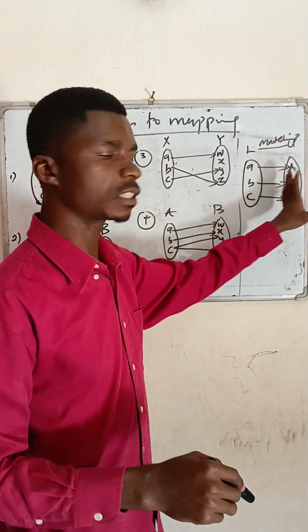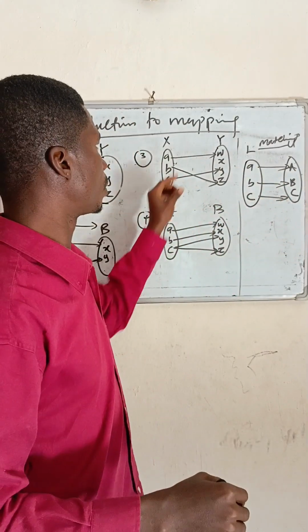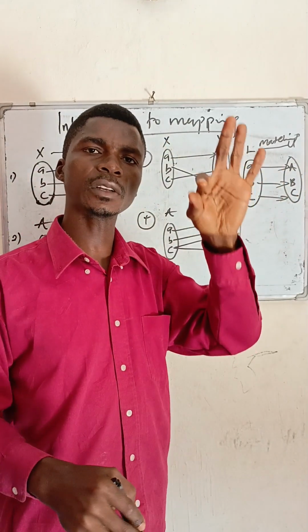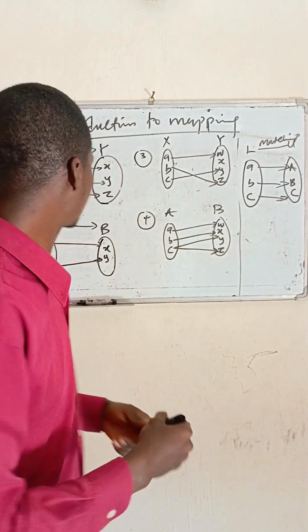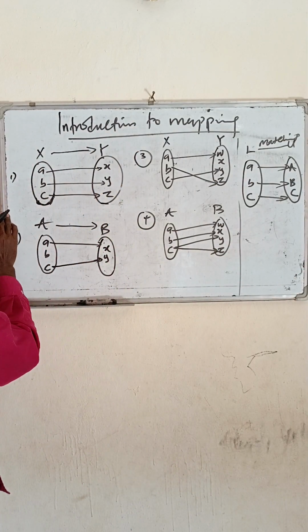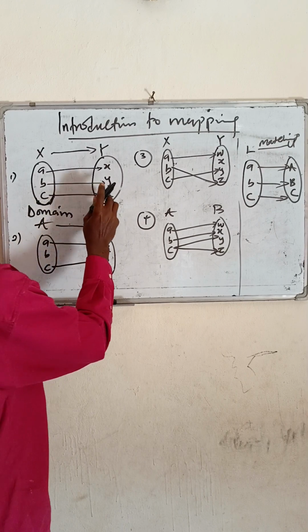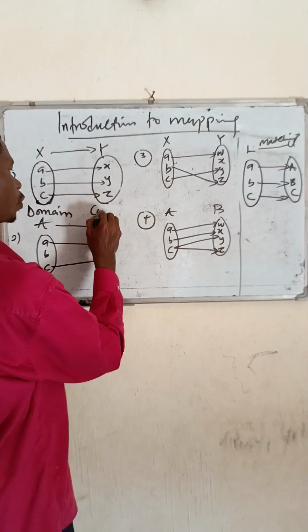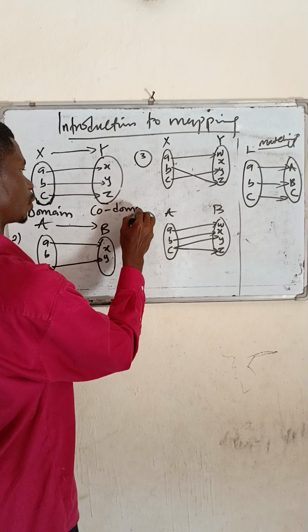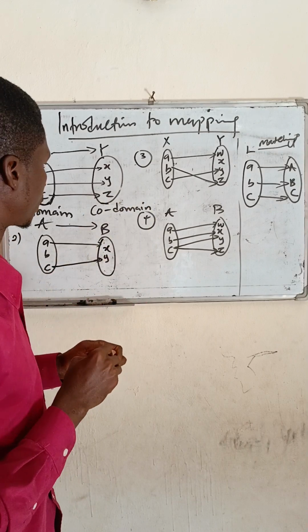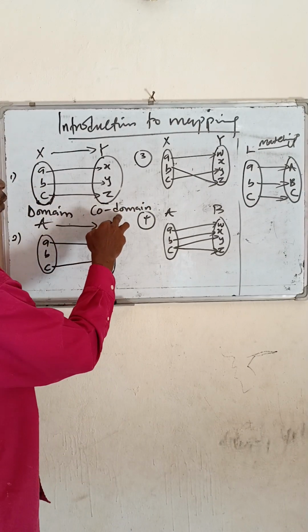Are you seeing this now? They match it in nursery school. The same thing we do here. But this is mapping. Now, before I teach you what mapping is, before I define it, let me show you something. This at the left-hand side is called the domain. Take note of that. Domain. This at the right-hand side is called the codomain. This is the first thing you have to know in mapping. This is the domain. This is the codomain.